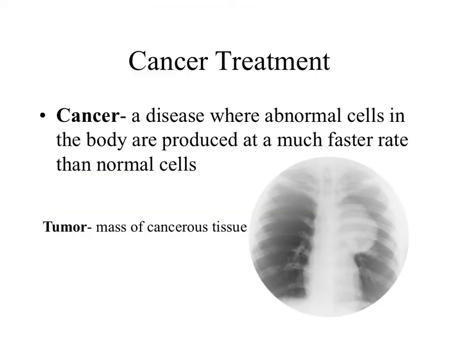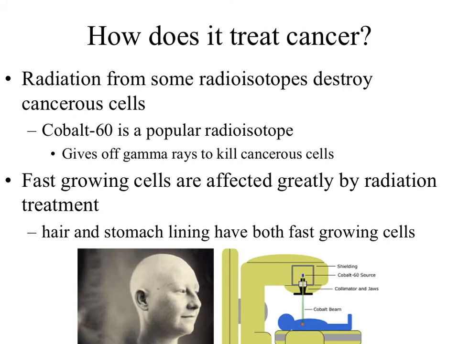Another important thing, of course, is cancer treatment. First of all, what is cancer? It's that abnormal cell growth that eventually turns into something like a tumor. So if you look at an x-ray and there's an abnormal growth in the lungs, unfortunately, that's a tumor. We would call that lung cancer. So how can radioisotopes help us fight cancer? Well, we can fight it by using the radiation, or the energy, in order to destroy those cancerous cells.